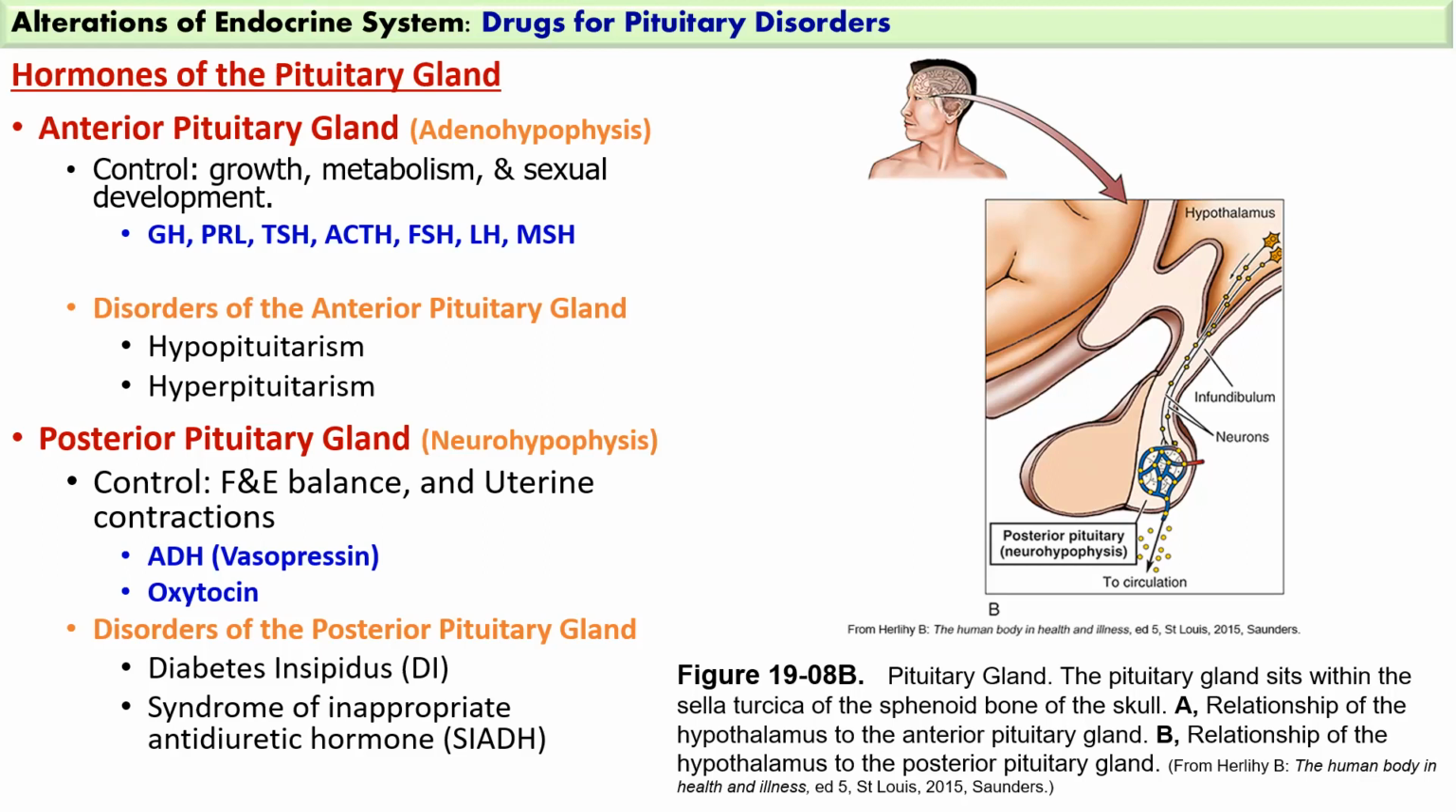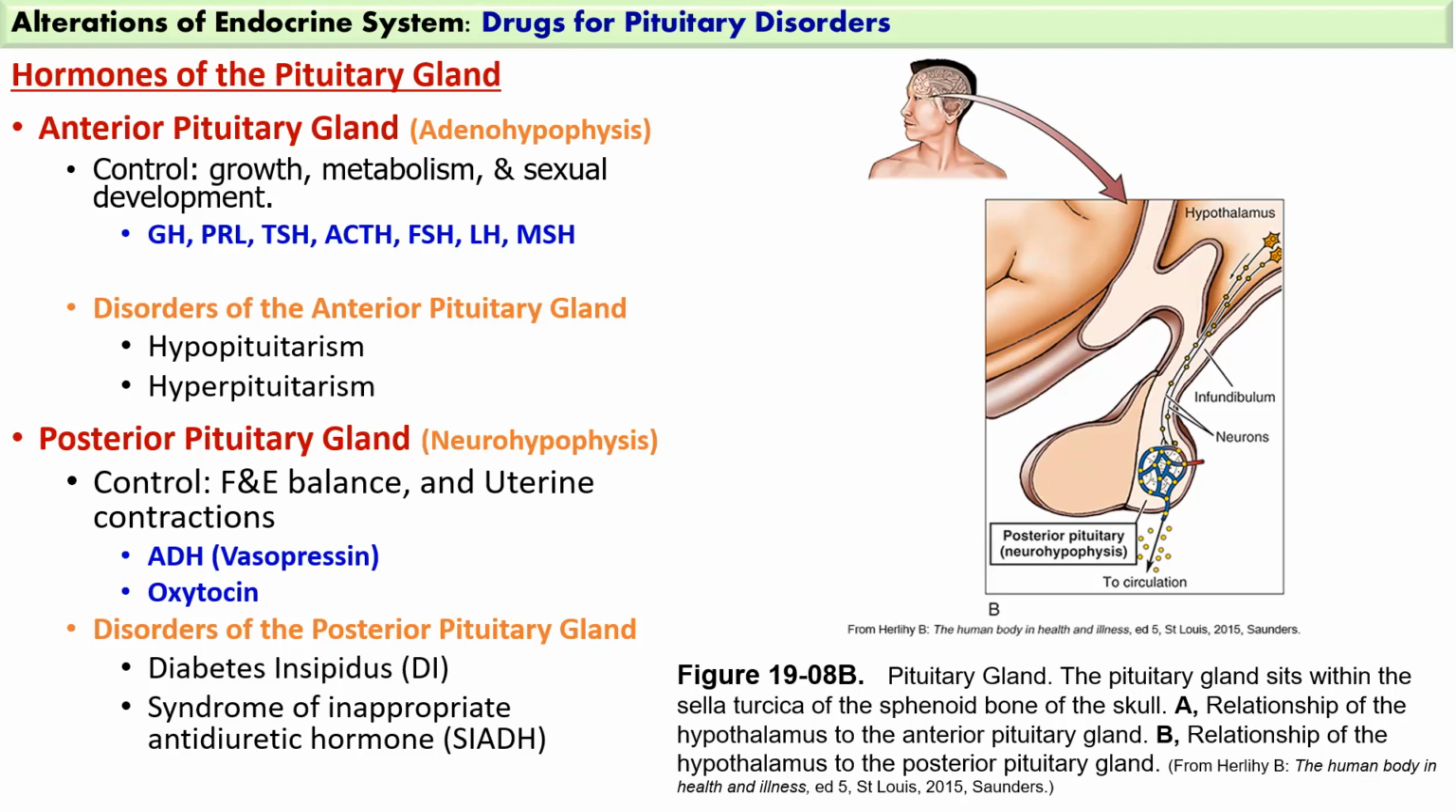There is a primary pituitary dysfunction and a secondary pituitary dysfunction. Primary is when the disorder originates from the pituitary gland. Secondary is when the disorder originates from outside of the pituitary gland. The disorders of the anterior lobe of the pituitary gland are either hypopituitarism or hyperpituitarism.